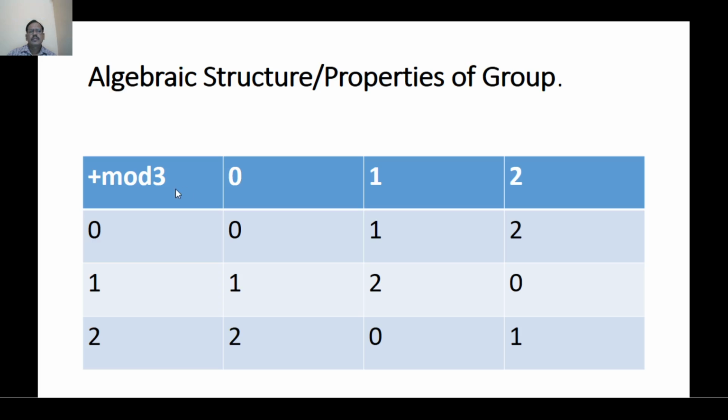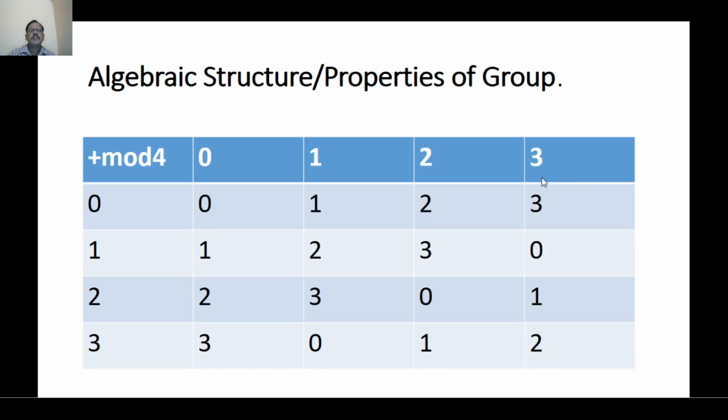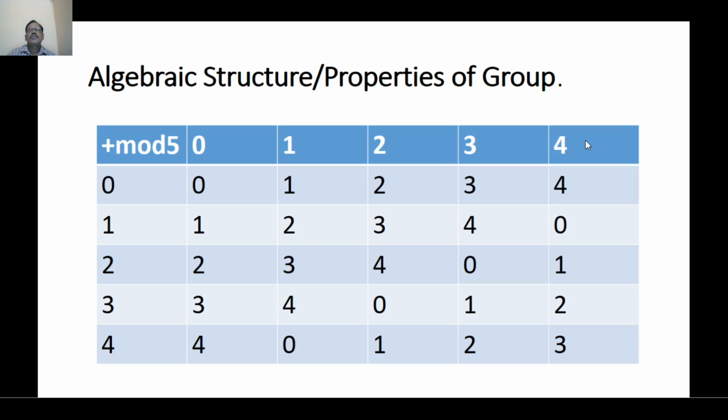Here also, Z3 under addition modulo 3: 0 acts as the identity element and no other element acts as identity. Inverse of 1 is 2 and inverse of 2 is 1. So inverse elements are also unique. If you take Z4, 0, 1, 2, 3: 0 acts as identity, inverse of 1 is 3, inverse of 2 is 2, inverse of 3 is 1. Z5, 0, 1, 2, 3, 4: 0 acts as identity, inverse of 1 is 4, inverse of 2 is 3, inverse of 3 is 2, inverse of 4 is 1. So every element has its own unique inverse element.